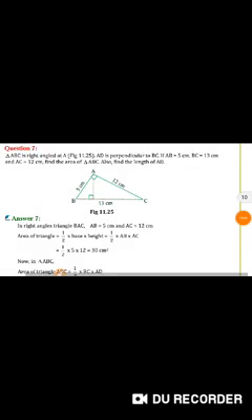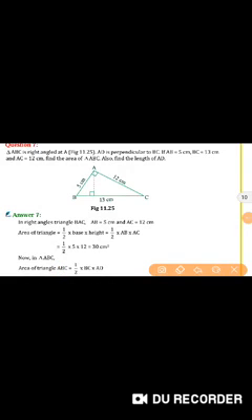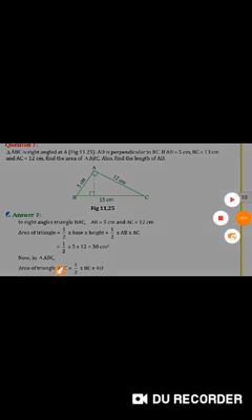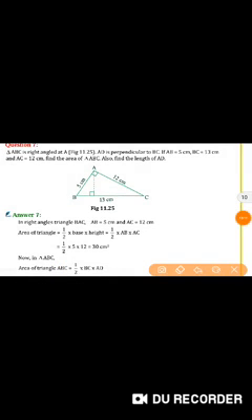Now go for the seventh one. Triangle ABC is right angled at A. AD is perpendicular to BC. If AB is equal to 5 centimeter, BC is equal to 13 centimeter, AC is equal to 12 centimeter, find the area of triangle ABC. Also find the length of AD.